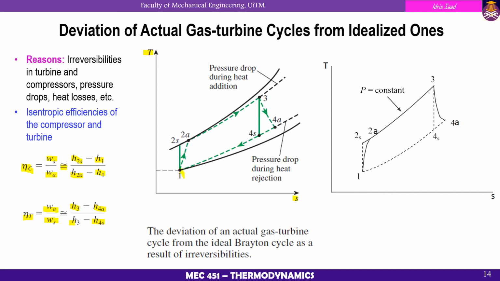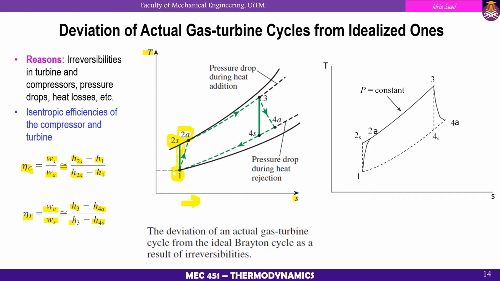So we start at state number 1. The isentropic or ideal condition will go straight up to 2S. However, because of the deficiency, state 2A is on the right-hand side, so S2 must be higher than S1.